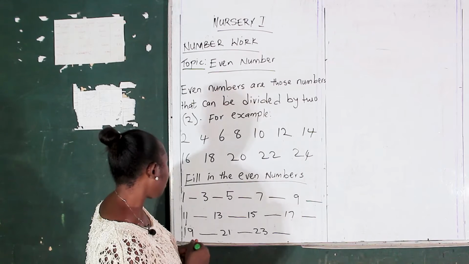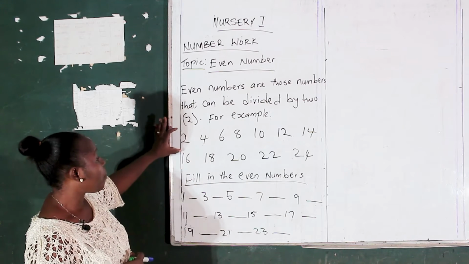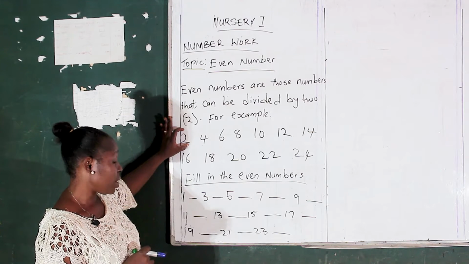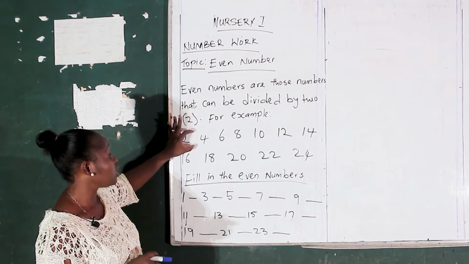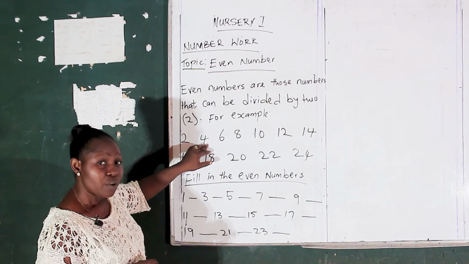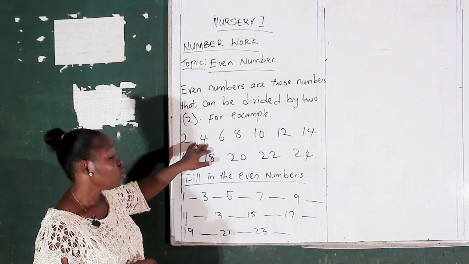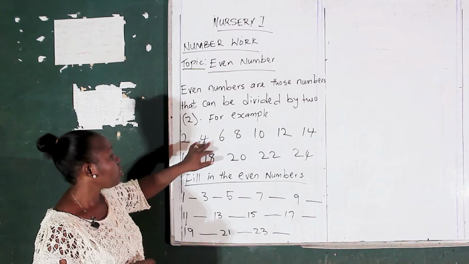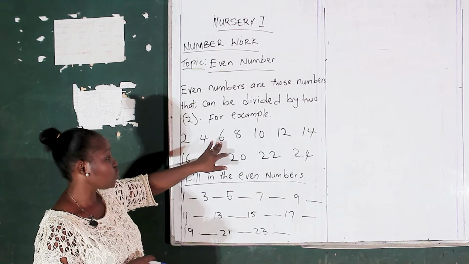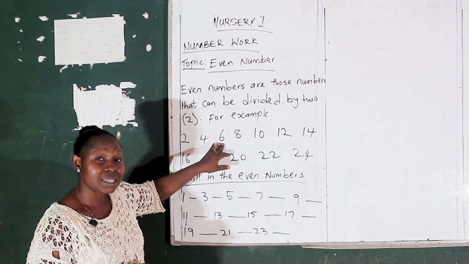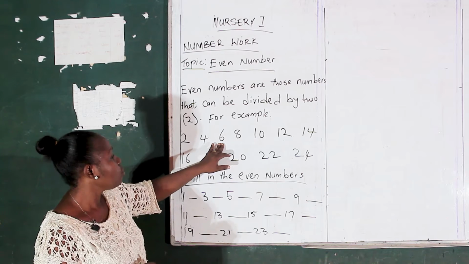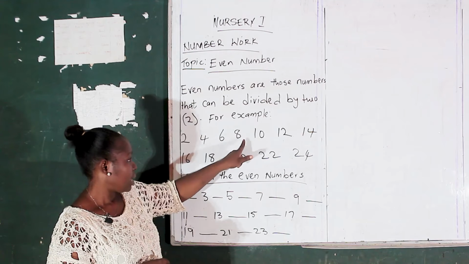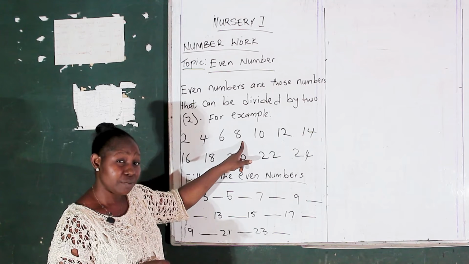Now let's work it out. Here, you jump 1 and get to 2. 2 is an even number. You jump another number, which is 3, and go to 4. 4 is an even number. You jump another one. Can you tell me the number we're going to jump now? We're going to jump 5 and go to 6. 6 is an even number. Now we'll jump another number, which is 7, and go to 8. 8 is an even number.